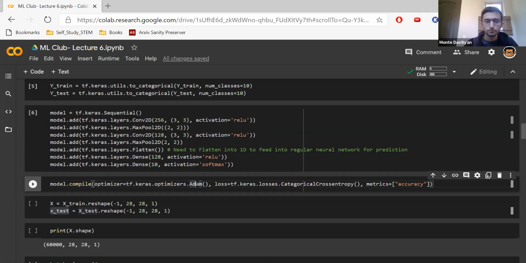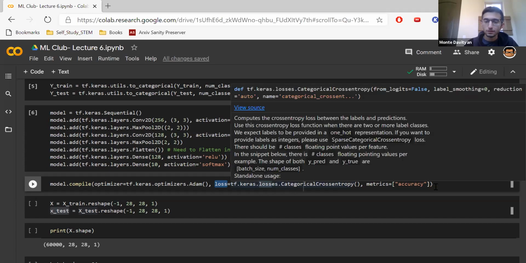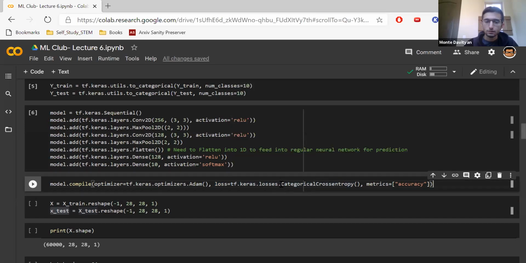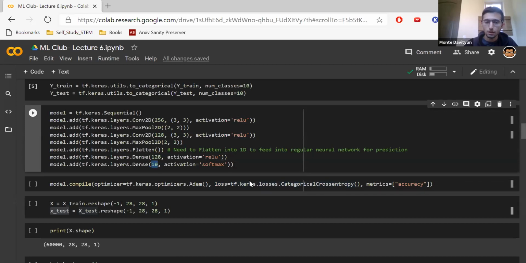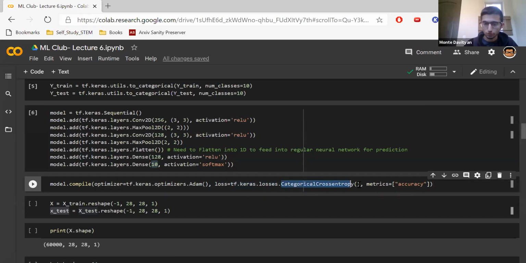It doesn't really matter, but the loss does matter because this is a categorical or a classification task. The loss is going to be the categorical cross entropy. The reason it's categorical cross entropy and not binary cross entropy is because we have multiple classes, right? We have 10 different classes. And so we use categorical cross entropy, just like in the regular neural network. And finally, we want the metrics. We want to measure the accuracy. In this case, we care about accuracy and we want to measure that.